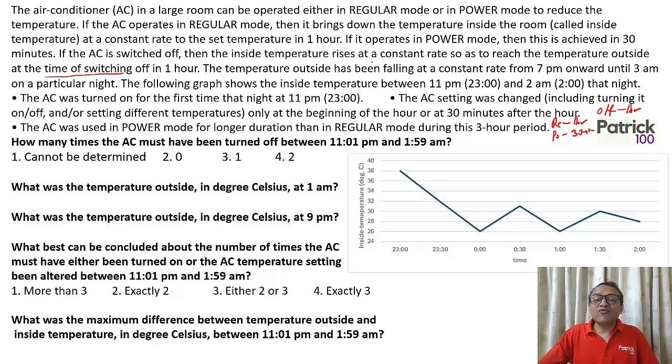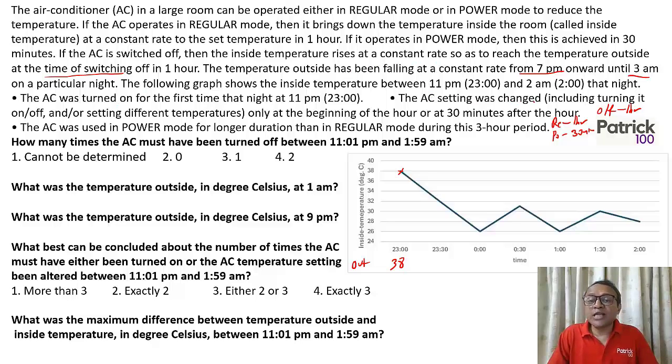The temperature outside has been falling at a constant rate from 7 p.m. till 3 a.m. So it's falling constantly. And the following graph shows the inside temperature between 11 and 2. The AC is turned on for the first time at 11. So that means here the outside temperature is 38. If I want to write the outside temperature, I know 38 was the outside temperature here because it has been falling up to that point of time, right? And it was turned on for the first time at 11.